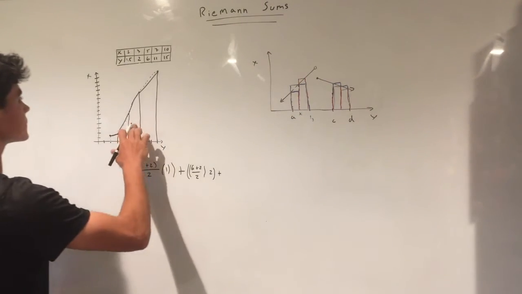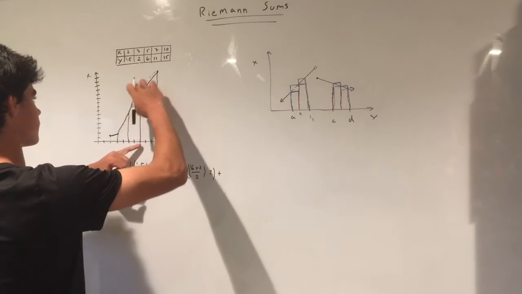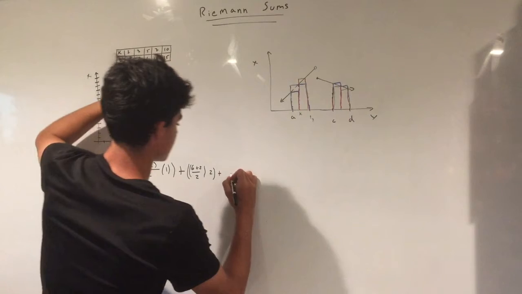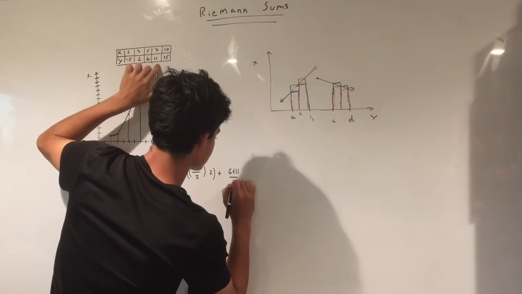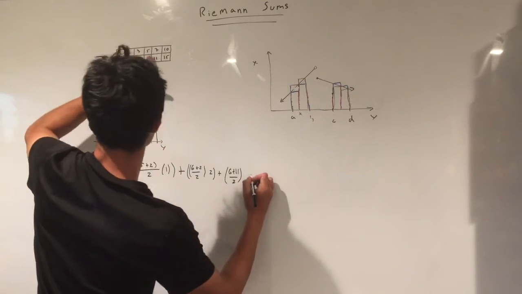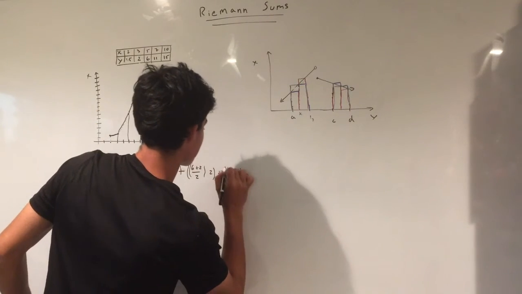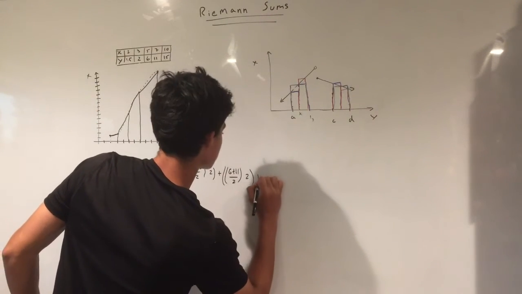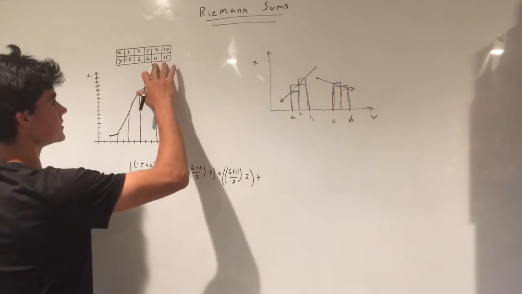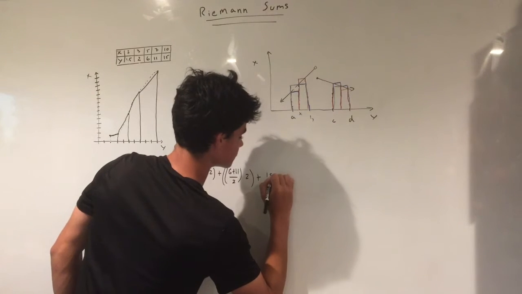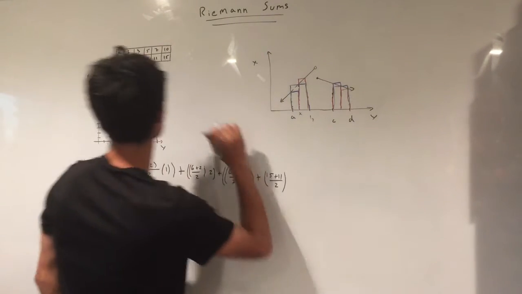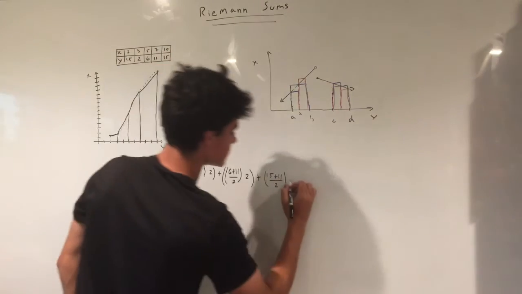Plus this one right here, same thing, y values are going to be 6 and 11. So 6 plus 11 over 2, and then times 7 minus 5, which is 2. Plus 5 plus 11, 15, sorry, plus 11, divided by 2, and multiplied by the height. So 10 minus 7 is 3.